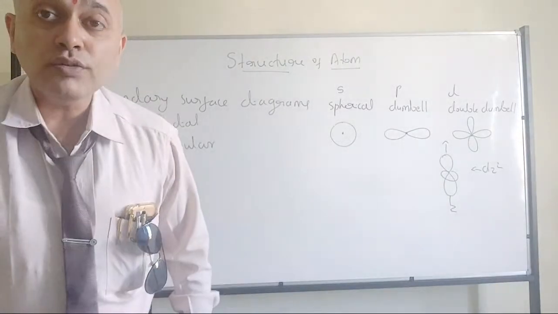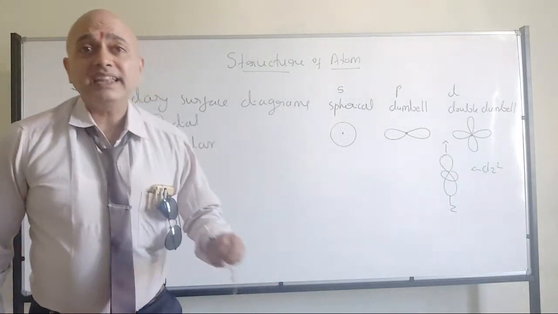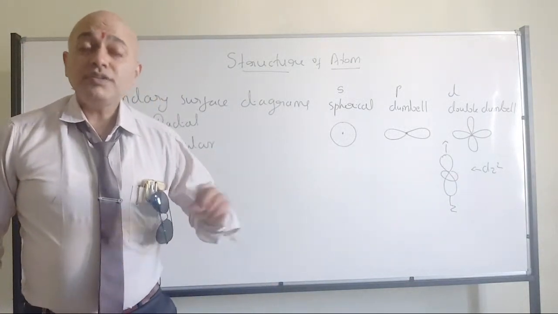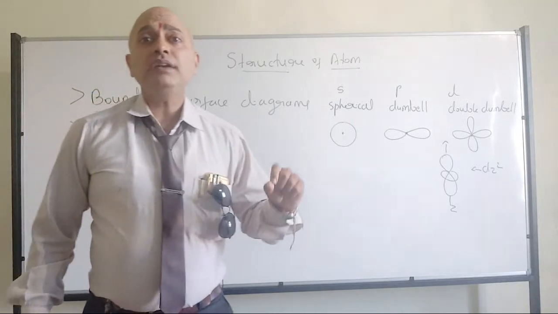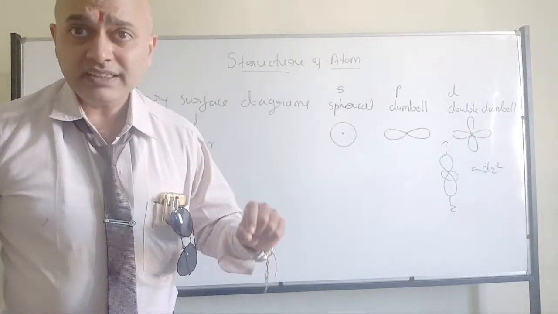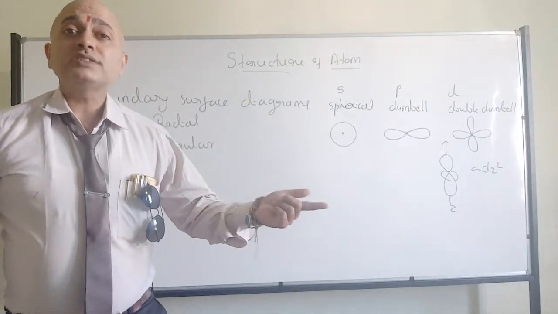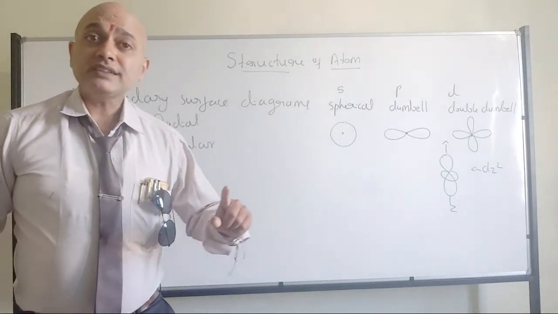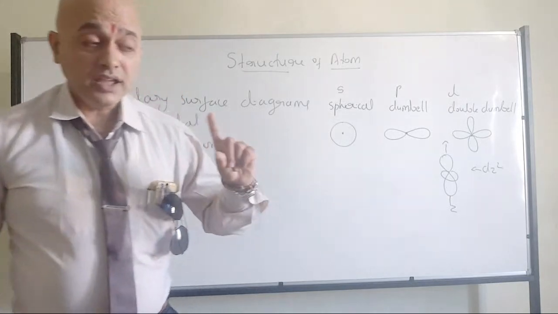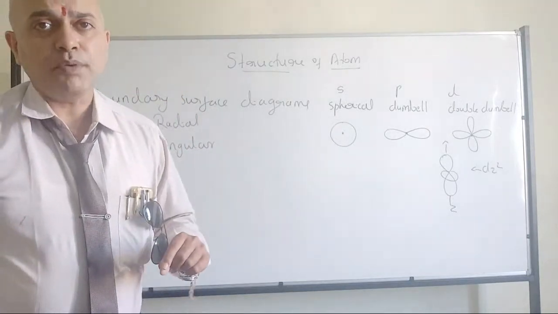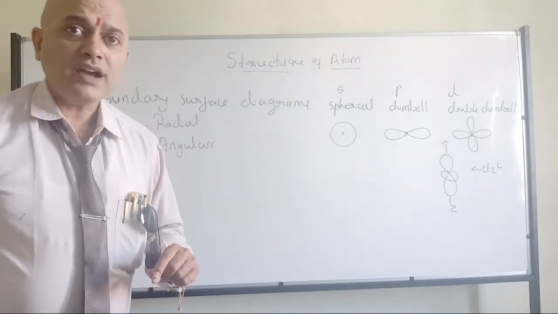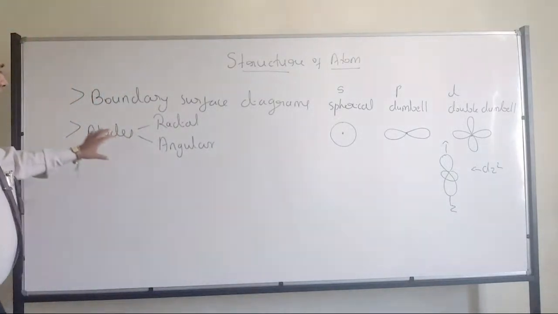So what are nodes? These are the regions surrounding the nucleus where the probability of finding the electron will be almost zero. Okay, it is almost zero. That word almost zero is important. All of you have agreed? So that's what we have discussed.